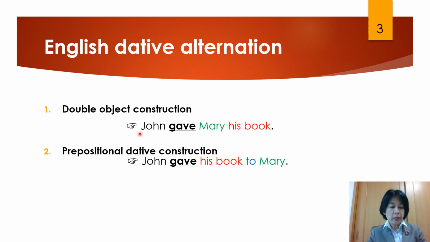Example 1 is called a double object construction. In this construction, the verb takes two noun phrases, Mary and his book. On the other hand, example 2 is called a prepositional dative construction. In this case, the verb takes the noun phrase, his book, and the prepositional phrase, to Mary.